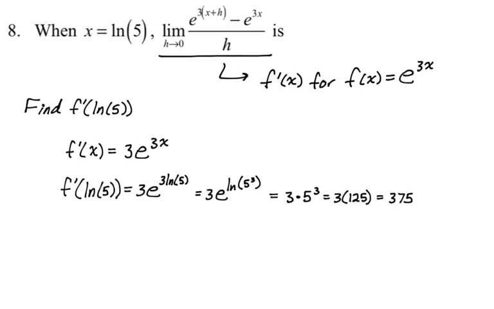375. Okay, so that would be the answer. So we found the slope, basically, of e to the 3x at the natural log of 5. Had to do some properties of logs. It's a good thing to review.